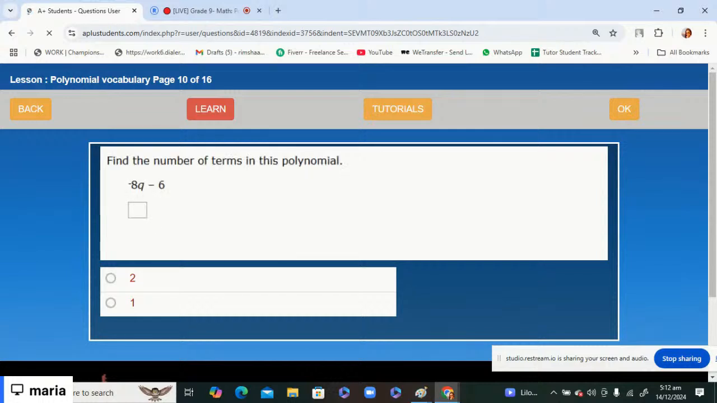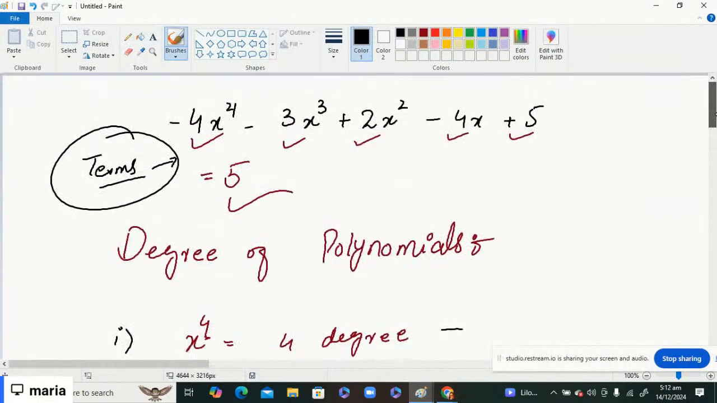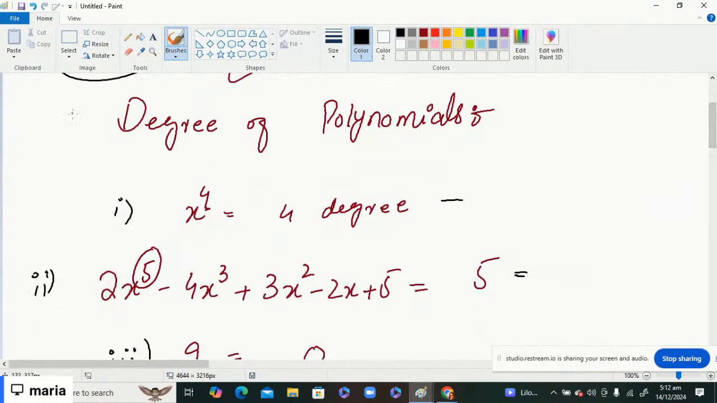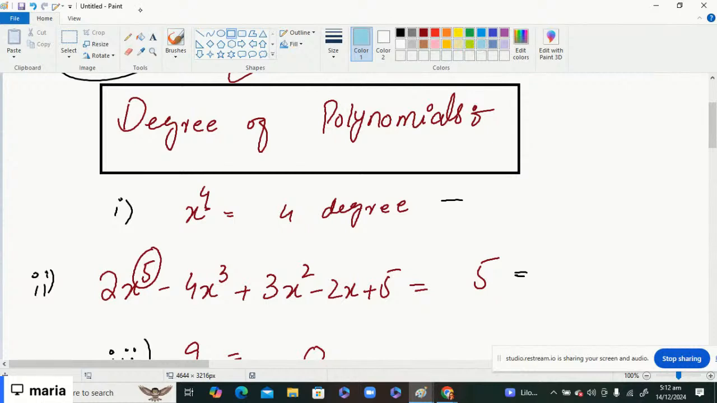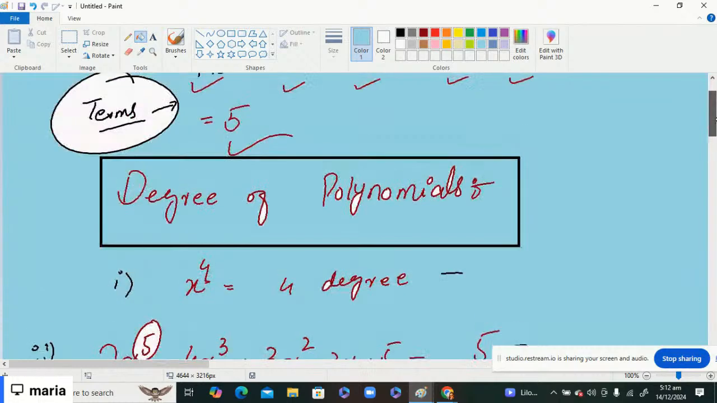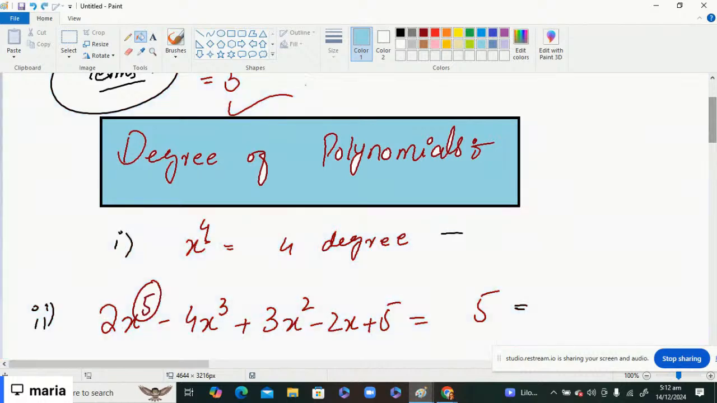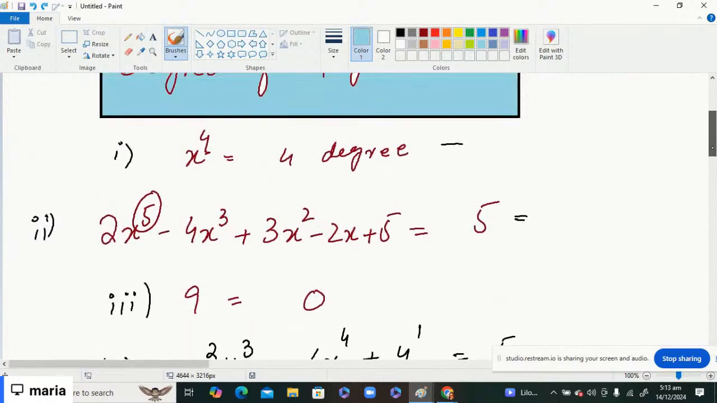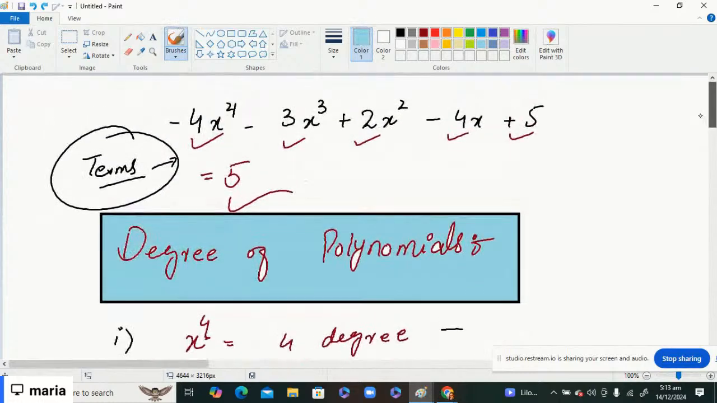So I hope you guys understand this lesson. In this lesson we only discussed the meaning of terms and the meaning of the degree of the polynomials. Okay, so these two things we covered in this lesson basically. What is a term, and what is a polynomial degree. Okay, this is the way, and here are the 4 examples for finding the degree of this one. Okay, these are the 4 examples for that.